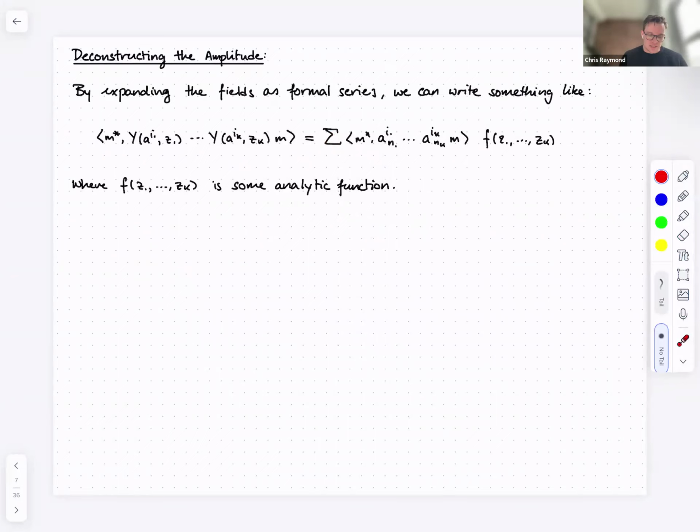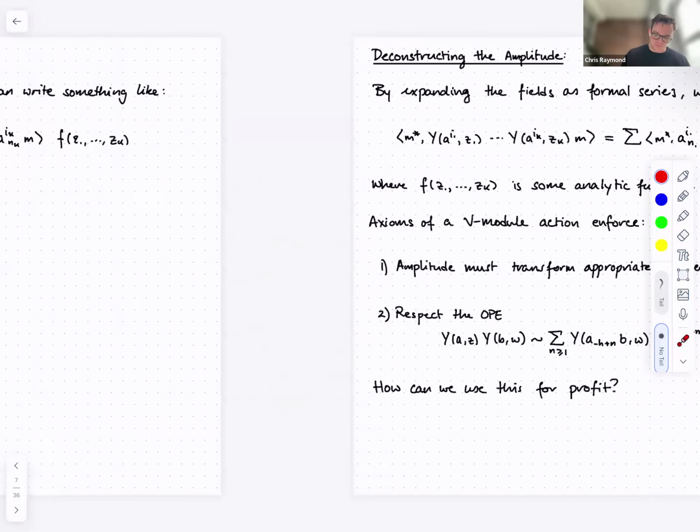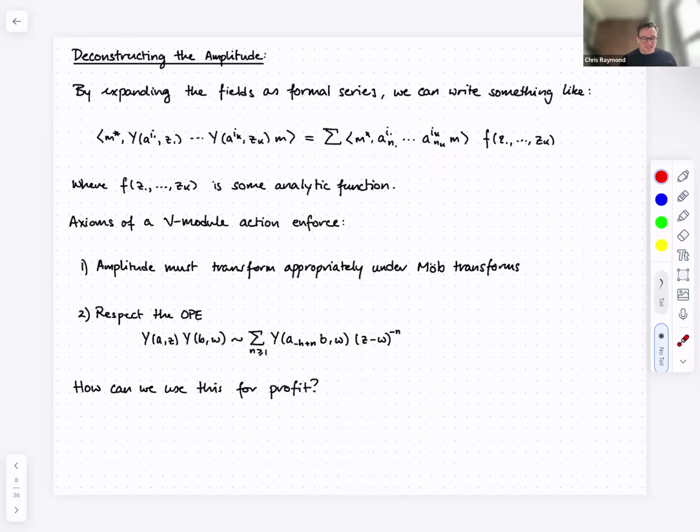This is a mess. And what I can do is write some expression here that's just in terms of modes. And then over here, I have some analytic function, right? And it's a mess of an analytic function. It's going to have all of these z's in it to all of these funky powers, but in principle, it's just some analytic function. This part here is going to be the part that I worry about for the next little bit. Okay, so the axioms of having M be a V module enforce a couple of things, right?